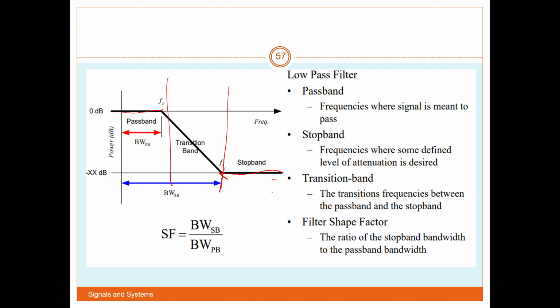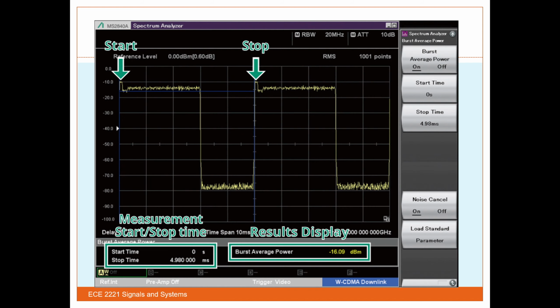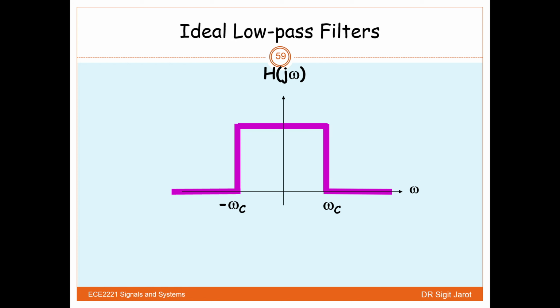Okay, so this is the frequency domain. From pass band to stop band, we call it the transition band. This is how it looks in a spectrum analyzer. The filter will only accept certain frequencies and reject certain frequencies.